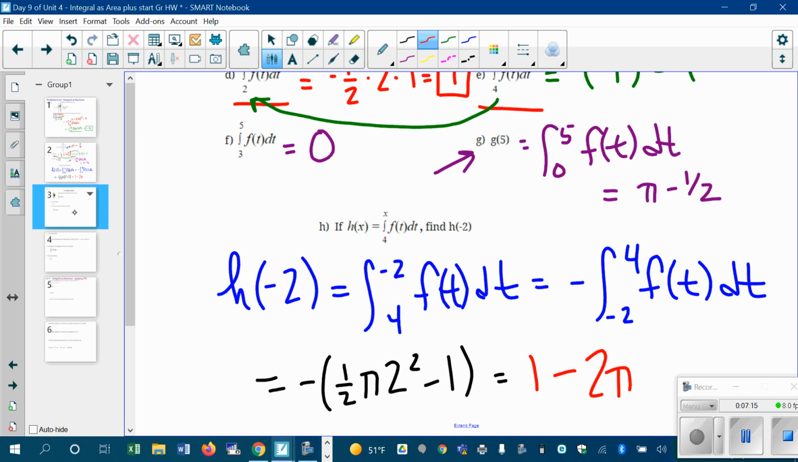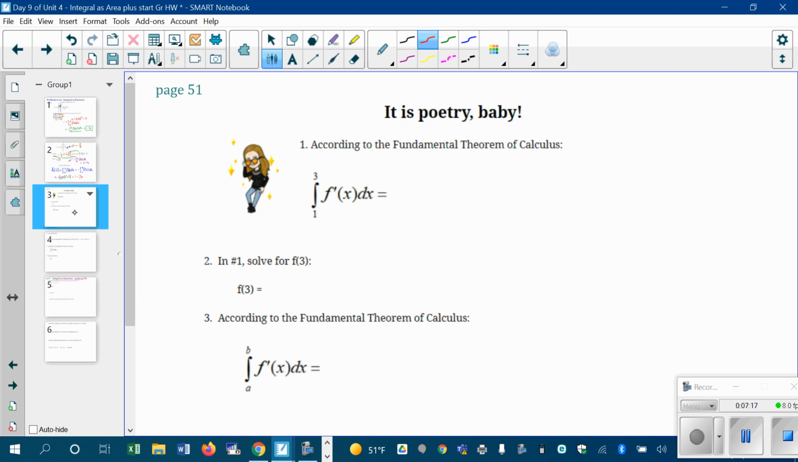Okay, so the next page that I asked you to look at is page 51. And this is what I personally call the poetic version of the fundamental theorem of calculus. That is a name that I made up, but you'll see why in just a little bit, I hope.